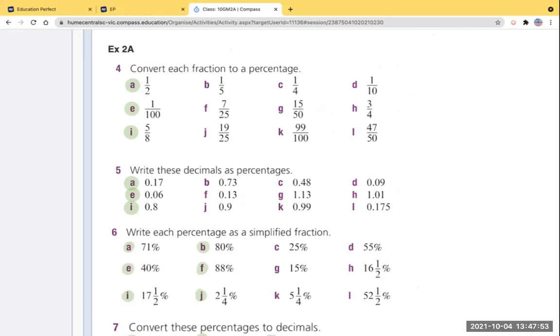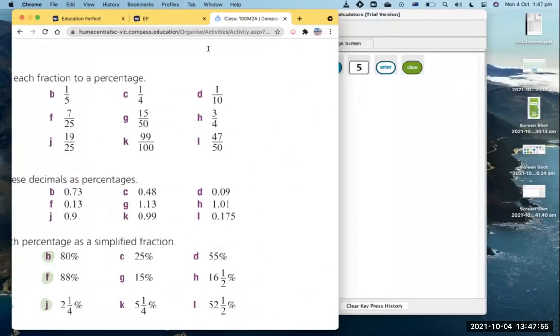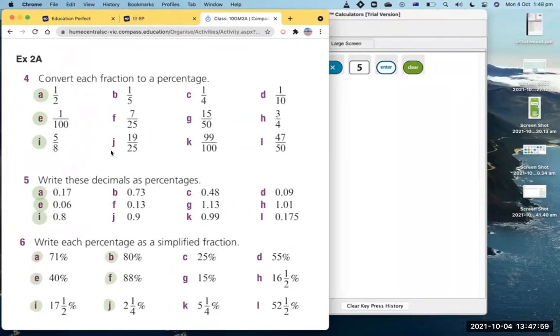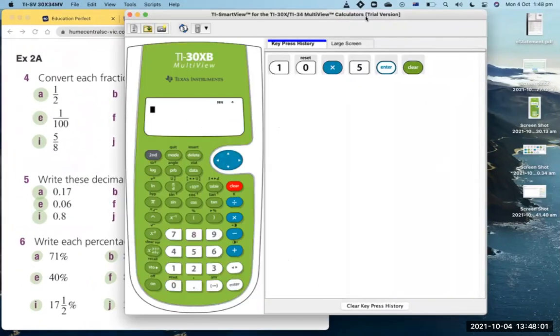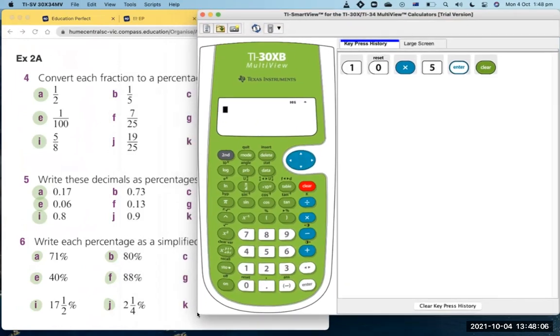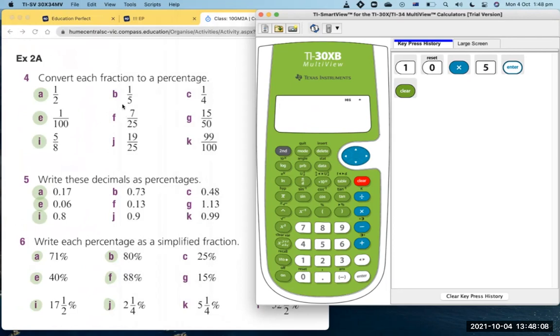Now, which brings me to this. I'll show you this side by side, so you can see what to type on your calculator and how to get it. So let's see what we need to do. We need to convert a fraction to a percentage. A percentage has a percent sign at the end, but on our calculator, when we type it out, we just write our answer afterwards.